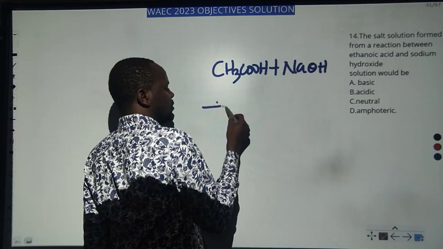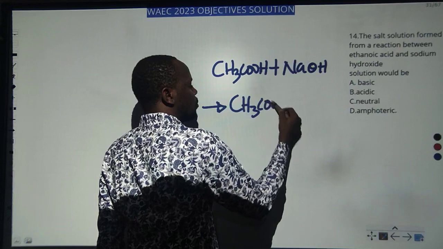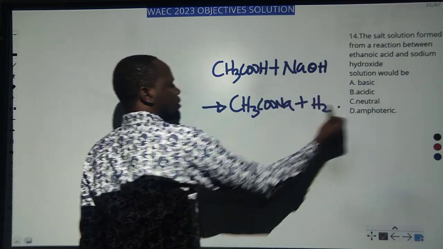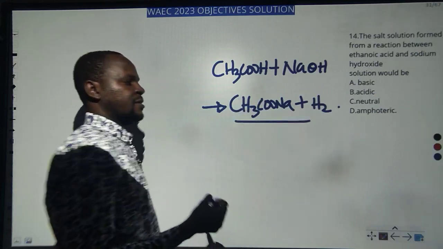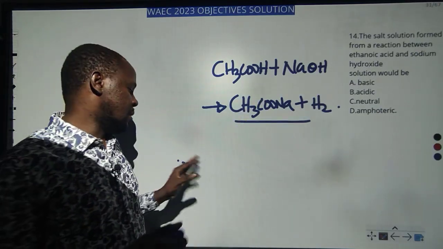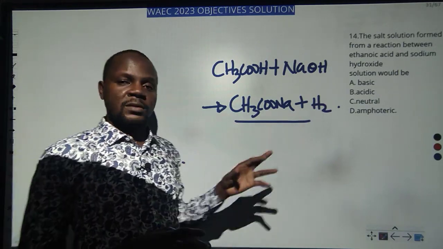Now, we all know what is going to be formed: CH3COONa, then plus what? Water. So this is sodium ethanoate. Sodium ethanoate is the salt that is being formed. This is the salt, and the examiner wants us to tell the type of salt.